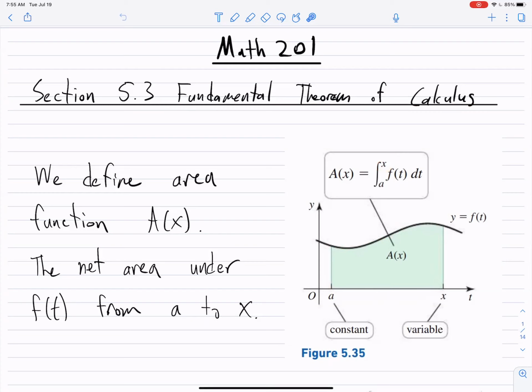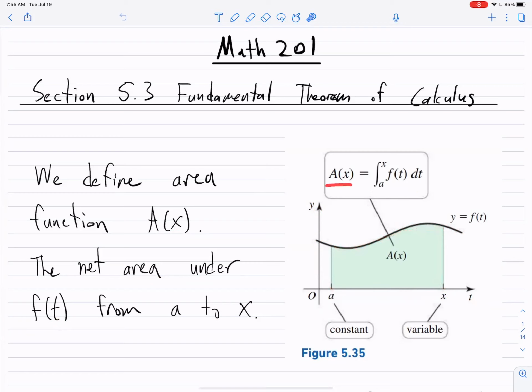We're going to define what's called the area function, A of x, and it will give us the net area under some function f of t. We just use a different variable there and there, so for no confusion. We make this graph in terms of t, so t, y, and then x is the variable that will be our right endpoint. And so A of x is the definite integral from little a under the function f of t to x.